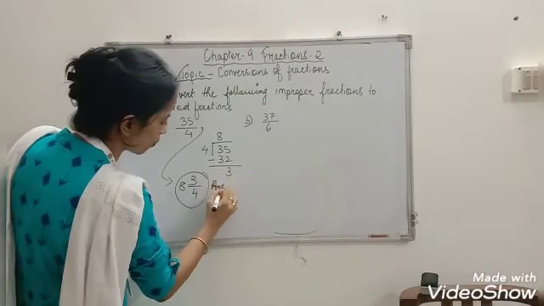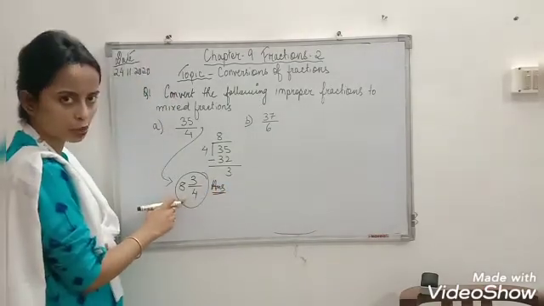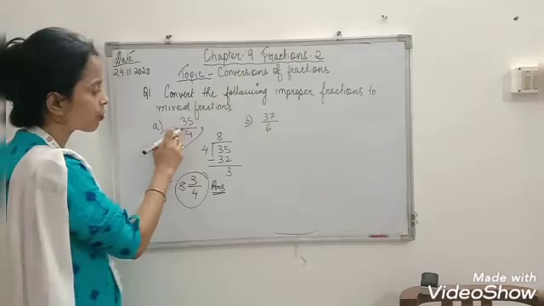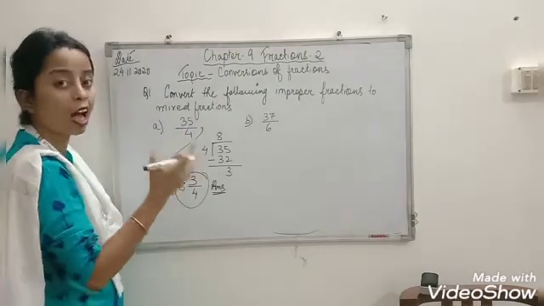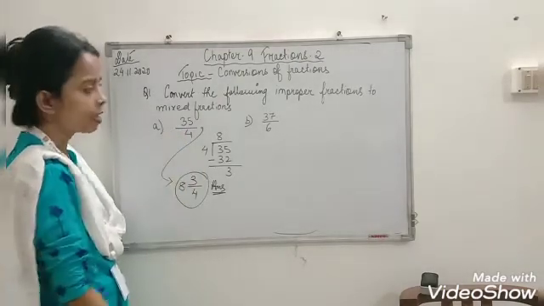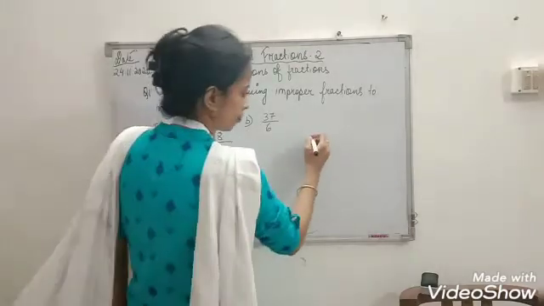So answer is what? 8 3 by 4. So now this is a what fraction? Mixed fraction. We have converted improper fraction to mixed fraction. How? By doing division.